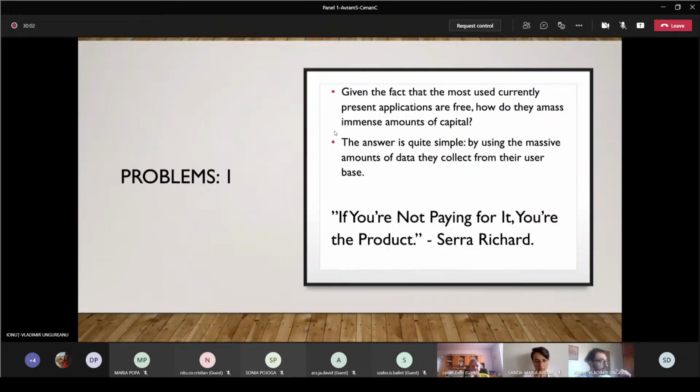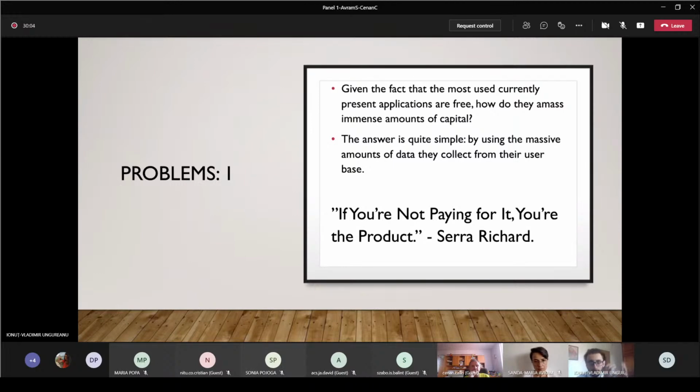So let's see first the problems. These services are free. If they are free, how do they make immense amounts of money? Simply put, by mining user data. They extrapolate everything using statistical methodologies and create immense amounts of data that can be exploited. Simply put, if you're not paying for it, you are the product.